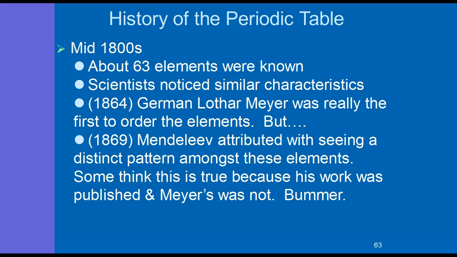So a brief history of the periodic table. In the mid-1800s, there were about 63 elements known. Scientists noticed similar characteristics. In 1864, a German, Lothar Meyer, was really the first to order the elements, but, have you ever heard of plagiarism? In 1869, Mendeleev is attributed with seeing a distinct pattern amongst these elements, and some think this is because his work was published and not Meyer's. Anyway, Mendeleev is credited with it, but they think Meyer actually did it first.